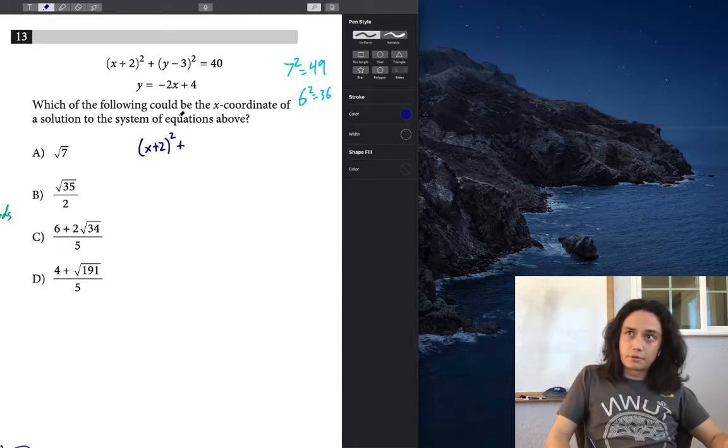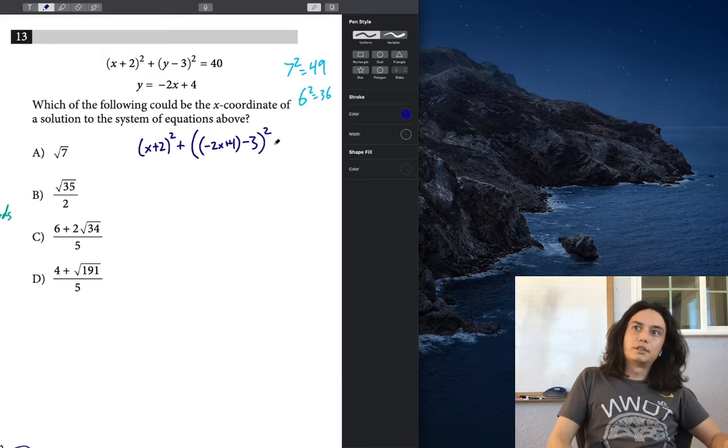Y is negative 2x plus 4. So we're going to go parentheses, and then negative 2x plus 4. This is y. Then we're going to go minus 3. Then we're going to square it. Then we're going to double check: negative 2x plus 4 minus 3 squared. This is y minus 3 squared. We've substituted it correctly. All right, and then this is 40.